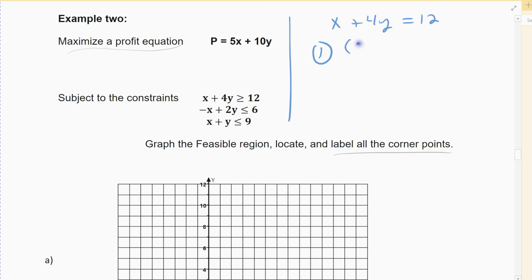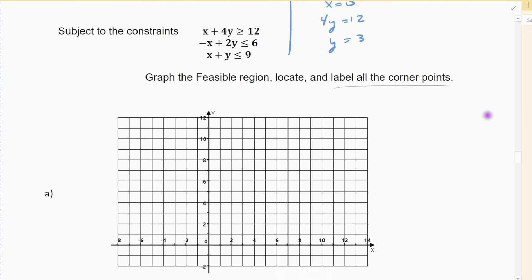So I'm going to find 0 for the x and 0 for y. All right, so when x equals 0, I get 4y equals 12, and so y equals 3. And when y equals 0, that one's easy. That zeroes out and leaves me x equals 12. All right, so there's the points I'm going to use for my first line. And then I'm also going to do my test so I know which side to shade on. Actually, I'm going to graph it, then I'll do my test. All right, so go graph my line first.